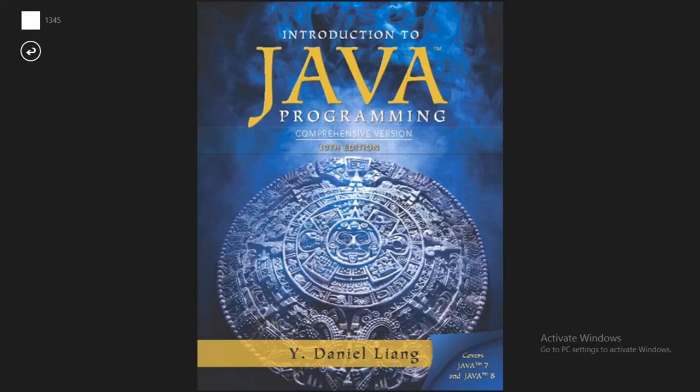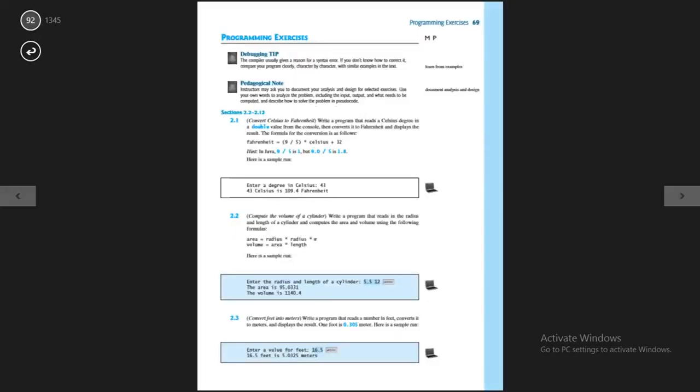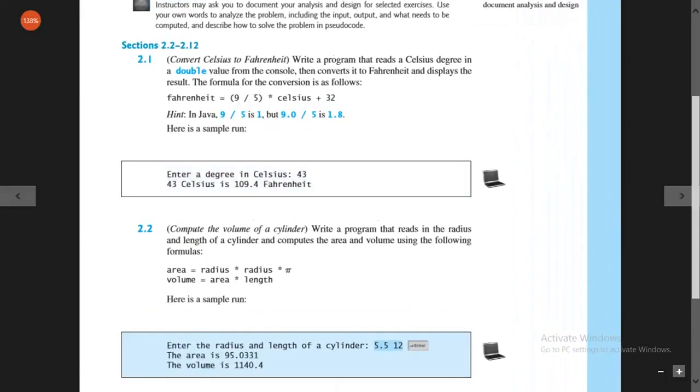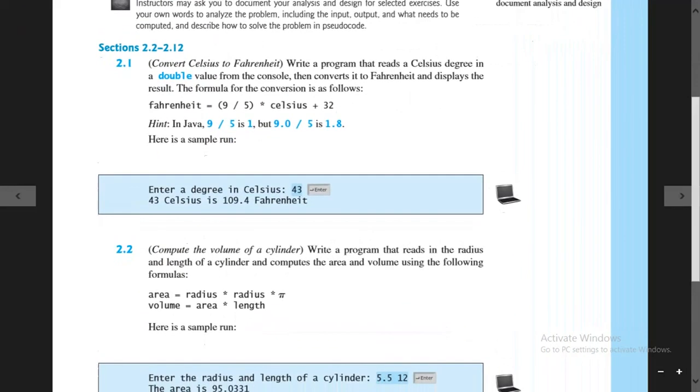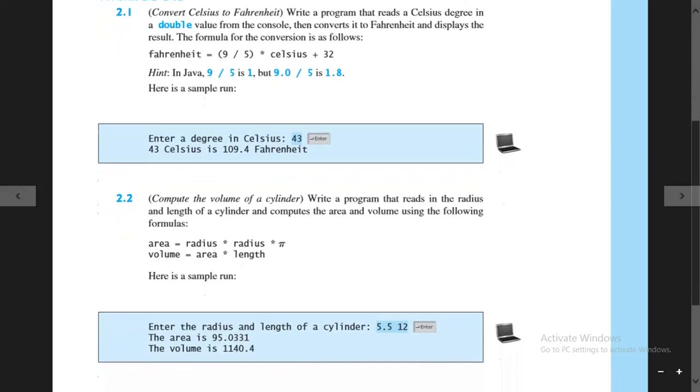Okay. This exercise is on page 92. The very first question here is 2.1, and we are told to write a program that reads a Celsius degree in a double value from the console and then converts it to Fahrenheit and displays the result. The formula for the conversion is as follows. Okay, so they gave us the formula. They're also giving us a hint that in Java 9/5 is actually 1, but 9.0 over 5 is 1.8. We're also given a sample program. So let's get on to our IDE and jump onto this problem.